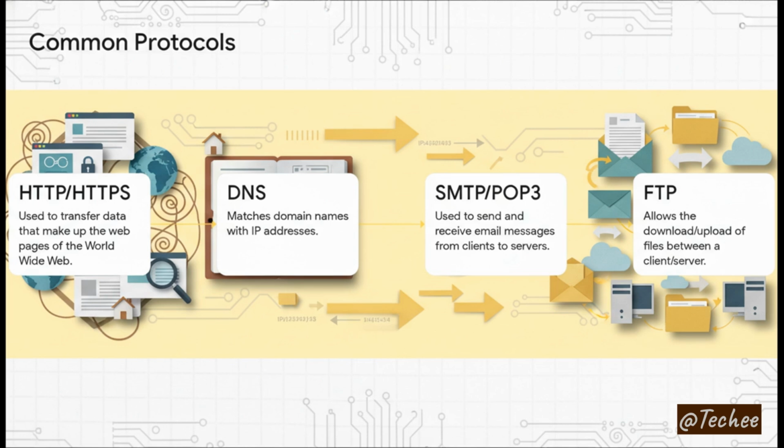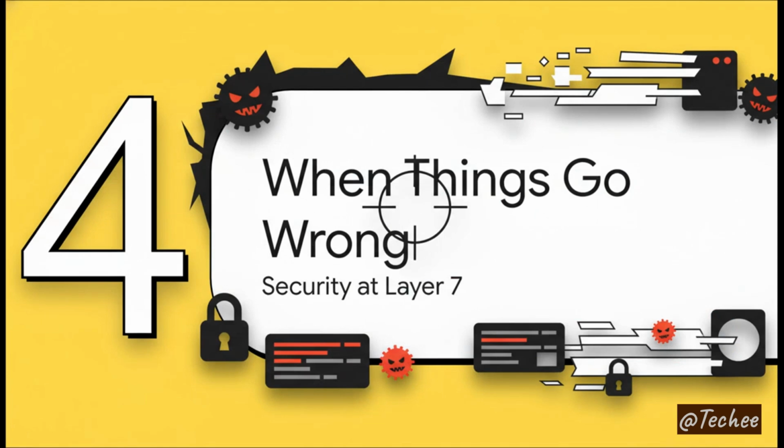Then you've got SMTP and POP3 for all your emails. And finally, there's FTP, the original workhorse for just moving files around. Okay, but there's a flip side to all this. Because the application layer is so close to us, and more importantly, so close to our data, our logins, our messages, our private info, it's also a huge target for attackers. And that brings us to the really crucial topic of security at layer 7.